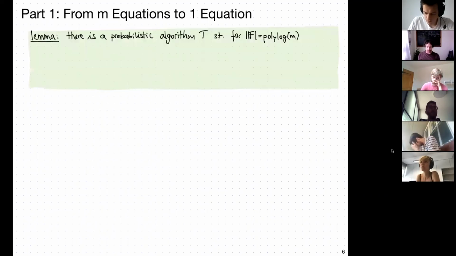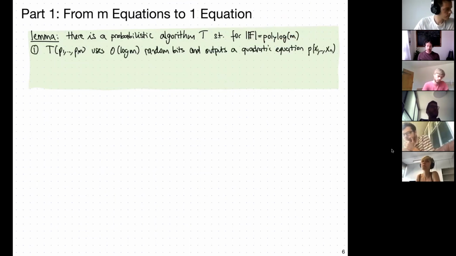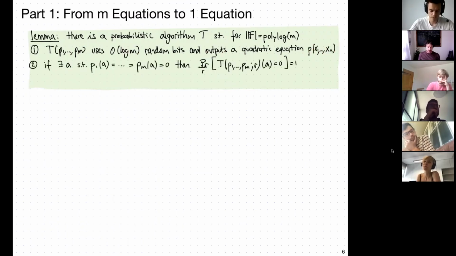Okay. So, what we want to do is to show that there exists some probabilistic algorithm, and think about field size, which is log or log square, maybe polylog, that would do the following thing. It would use logarithmically many bits, logarithmic in the number of different quadratic equations, and output a single quadratic equation, such that if there is a satisfying assignment that satisfies all of these polynomials simultaneously, then it would always satisfy this new equation that we created, the bundled equation.